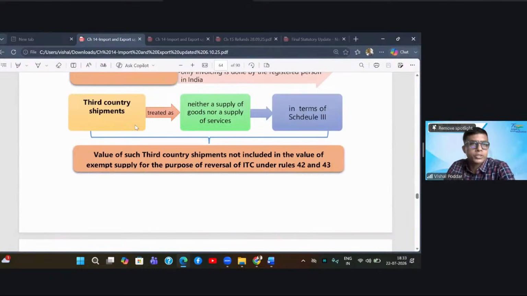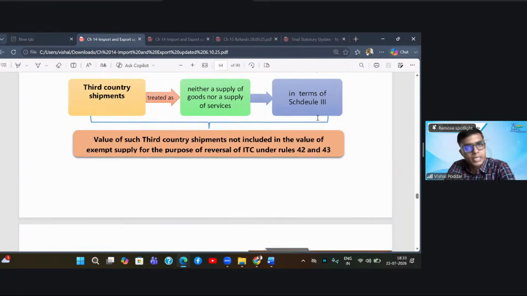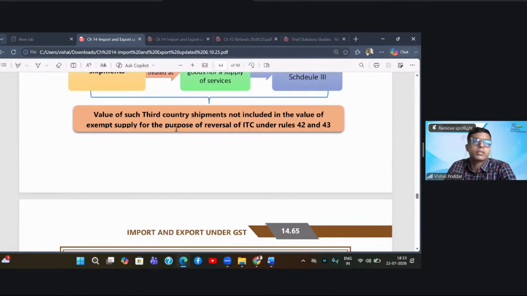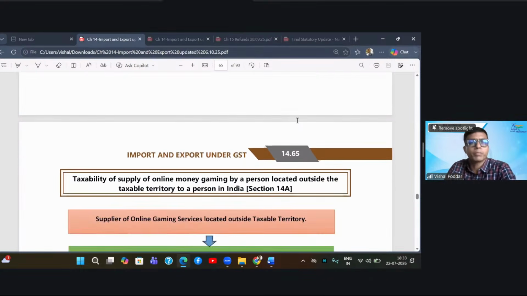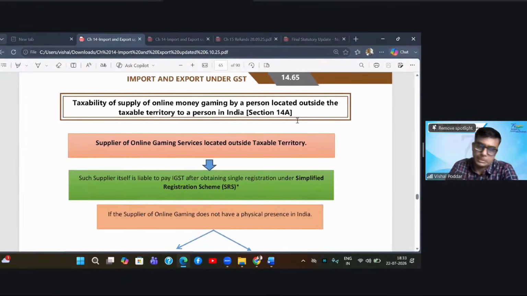Now again, such third party or third country shipments are to be treated neither as supply of goods nor services as per Schedule 3, and the value of such third country shipments will also not be included in the value of exempt supply for the purpose of reversal of ITC.